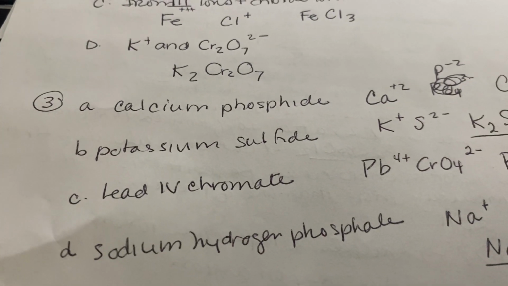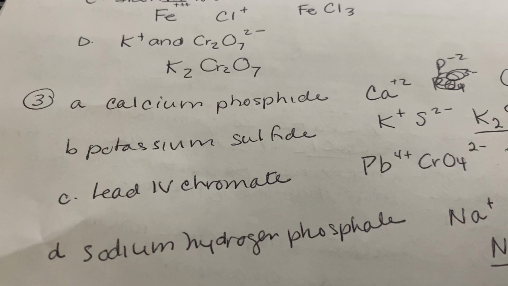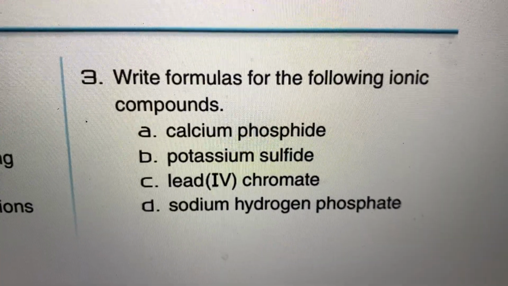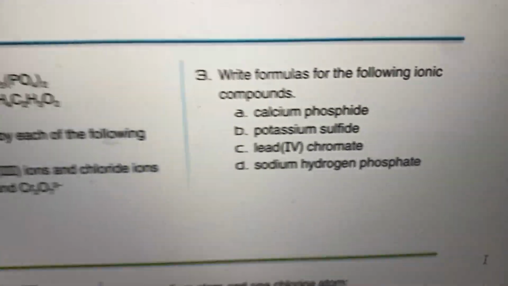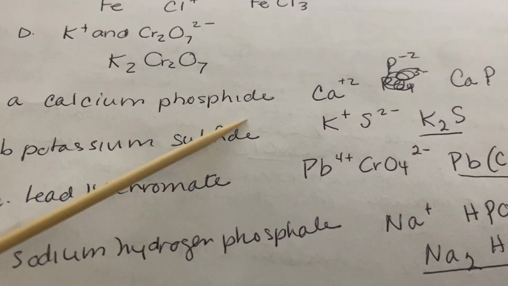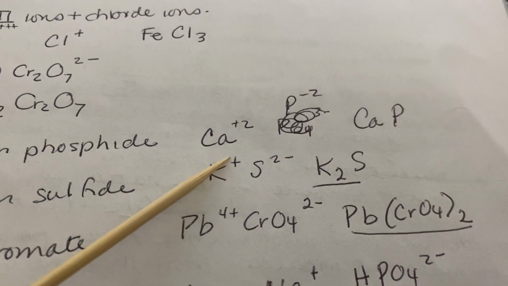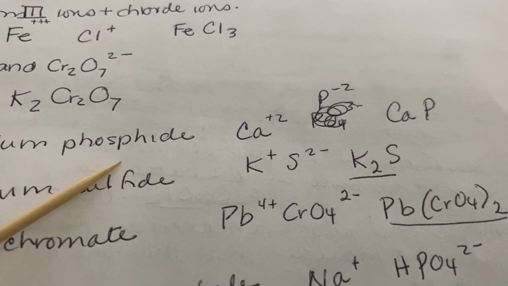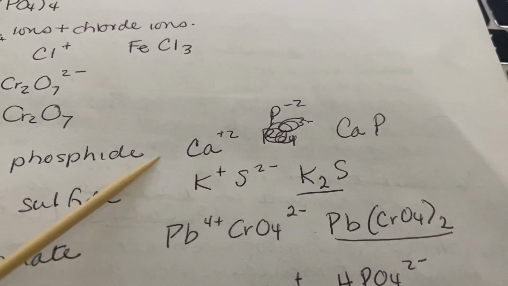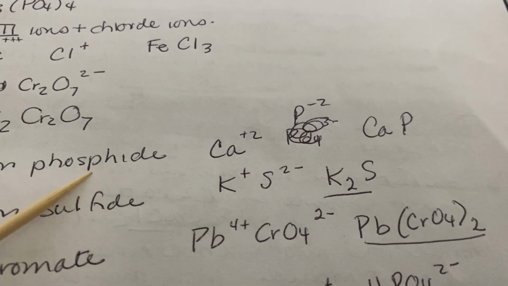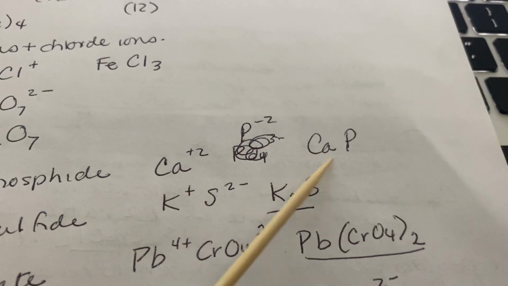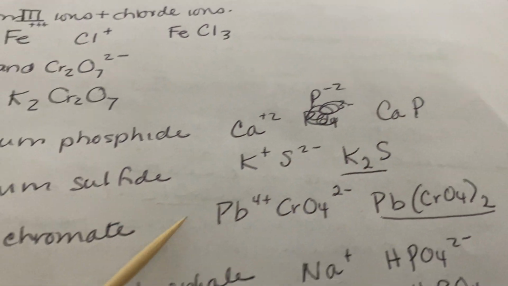Okay, so the next one, this is write the formulas for the following ionic compounds. That's the equation you have here. Calcium phosphide, potassium sulfide. So we're going to write the formulas. So let's see how we have to do this. Calcium phosphide. Calcium has 2, we know that. And phosphide, which is phosphorus, if you look on there, phosphide has -2. So these two balance out pretty good. So it's going to be CaP right there.